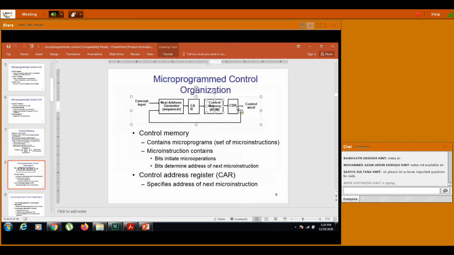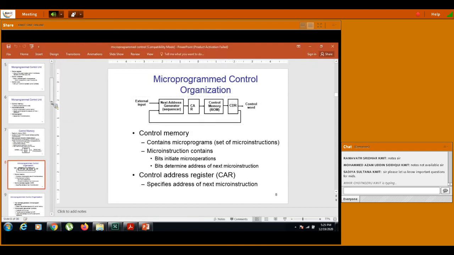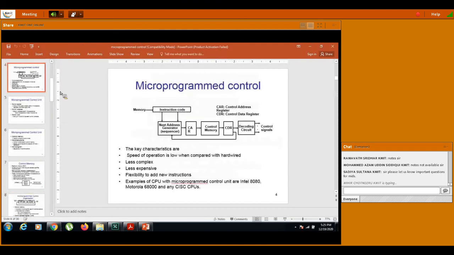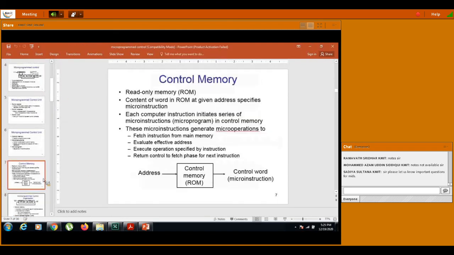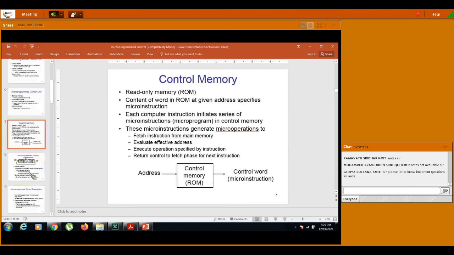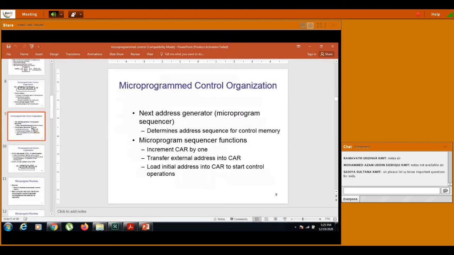Sequencer, CAR, control memory, and CDR. You know what CAR and CDR are; we have just seen them: control data register and control address register.